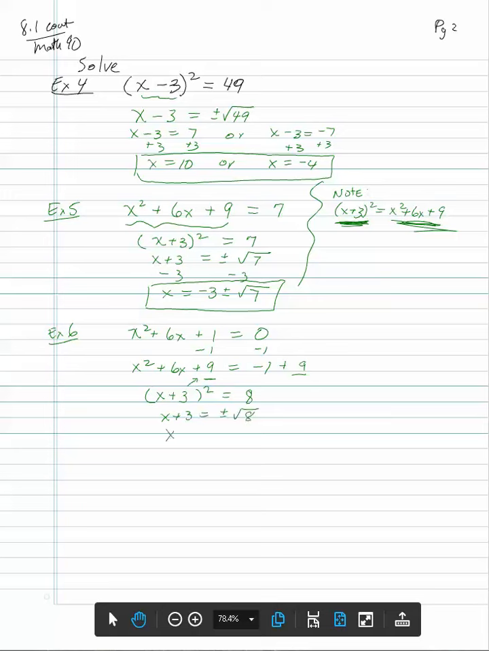So you get x plus 3 equals plus or minus square root of 8. Then you subtract the 3, plus or minus square root of 8. And you're done. Oh, well, you got to simplify it. Plus or minus 2 square root of 2. Now we're done. Okay. So, what I want you to learn is about completing the square.